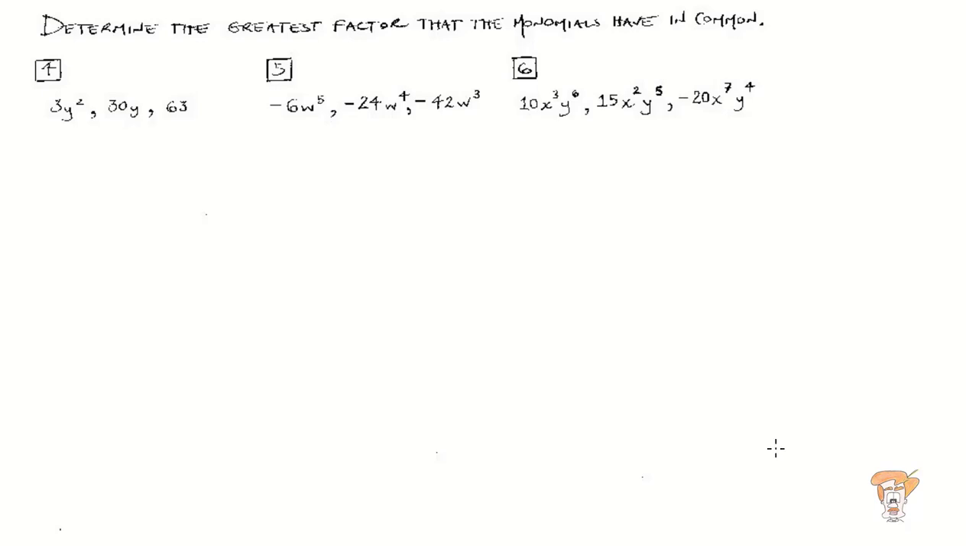Let's review the answers. For number 4, the greatest common factor, or the greatest factor that the monomials have in common, is 3. Number 5, the greatest common factor is minus 6w to the 3rd power. And for number 6, the greatest common factor is 5x squared times y to the 4th. I think it would be beneficial to review the answer to number 5.